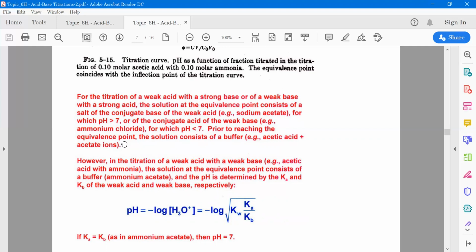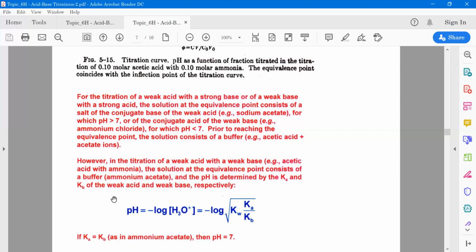For example, acetic acid plus acetate ions, or for titrating ammonia, a solution of ammonia and ammonium, which is also a buffer. However, in the titration of a weak acid with a weak base, for example, acetic acid with ammonia, as we just looked at above here, the solution at the equivalence point consists of a buffer, the ammonium acetate. And the pH is determined by the Ka and the Kb of the weak acid and the weak base, respectively.